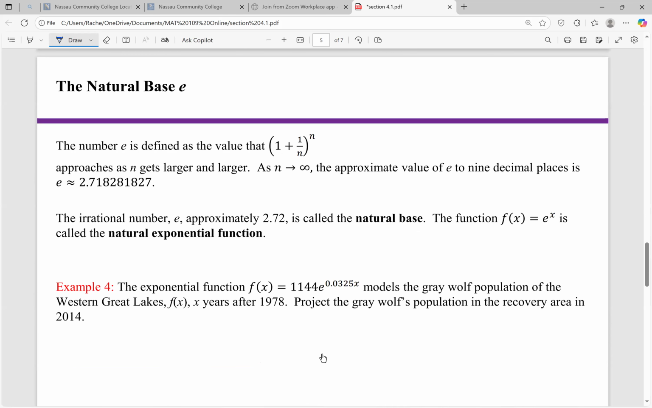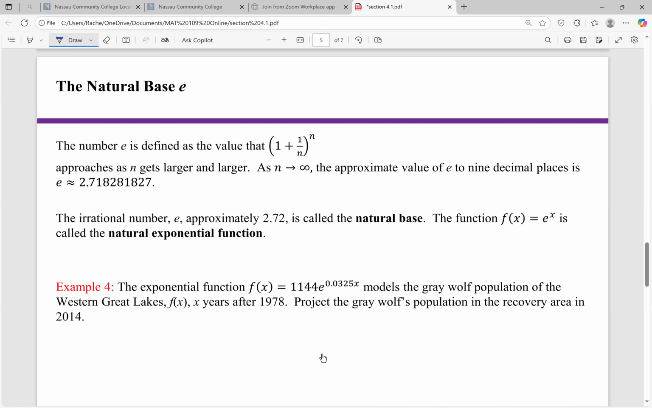So we're going to see the natural base e a lot when we're working with exponentials. e is a number. It's almost like you think of e as a symbol, like the symbol pi stands for the number 3.14, right? e stands for the number which is approximately 2.718. And where does that value come from?